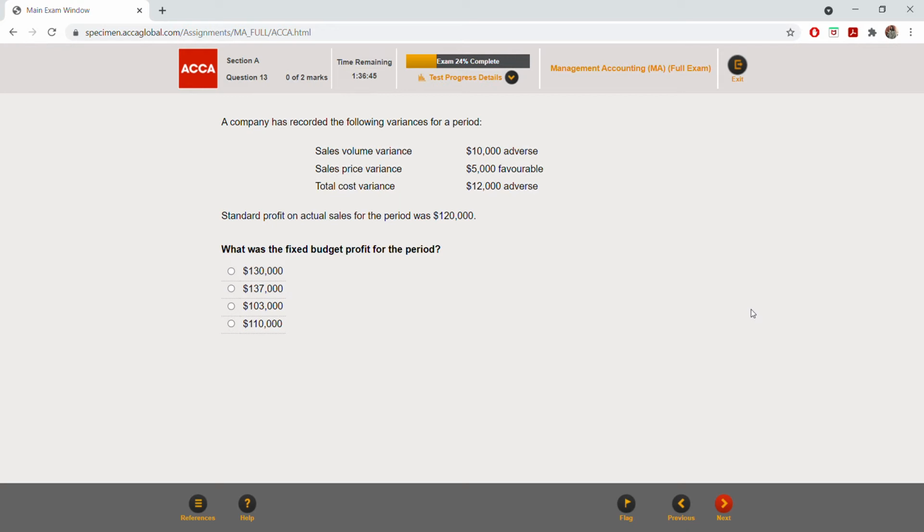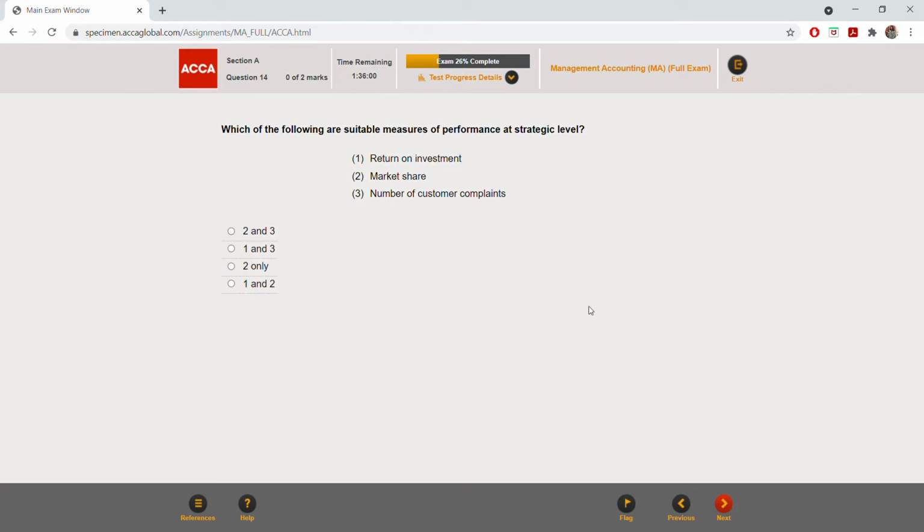So the difference between the fixed budget profit and the standard profit on actual sales is the sales volume variance. So fixed budget profit is equal to what? Standard profit on actual sales plus sales volume variance. Standard profit on actual sales is 120,000 plus sales volume variance. What is the sales volume variance? It is 10,000, adverse. You add both, because plus sales volume variance, which is 10,000. 120 plus 10 is 130,000. Definitely a first-time student who is just seeing this will not understand what it means. You have to study budgeting for it. Next.